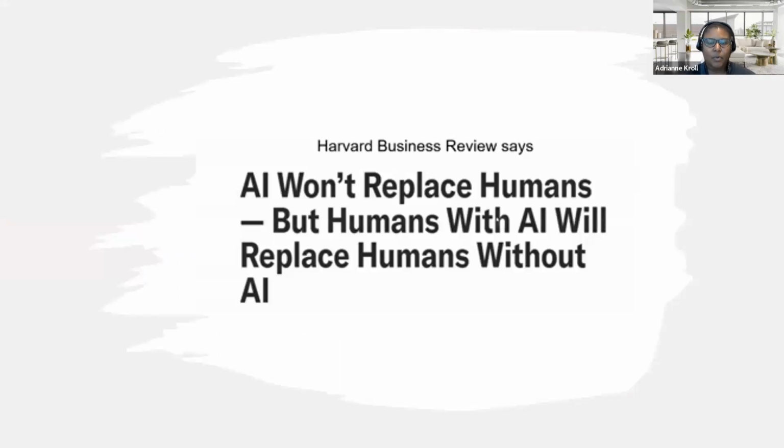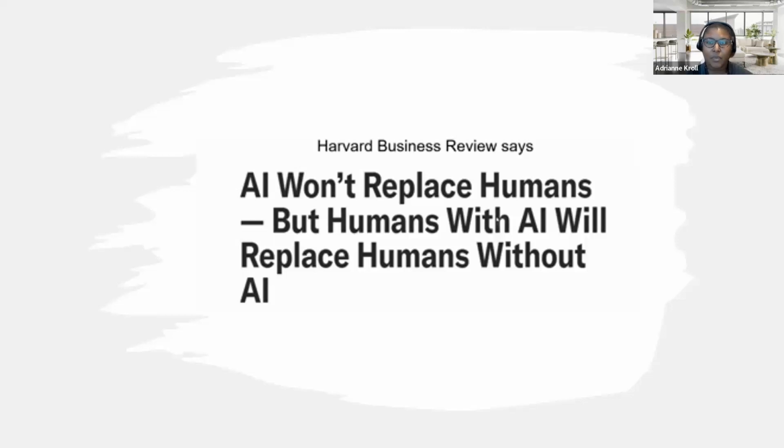There's been a lot of uproar, especially within the past year, about AI replacing humans. Personally, I don't think AI completely replacing humans is as much of a big deal to worry about. But this quote from Harvard Business Review, I think really is at the heart of why it's important: AI itself may not replace humans, but humans with AI will replace humans without AI, right?